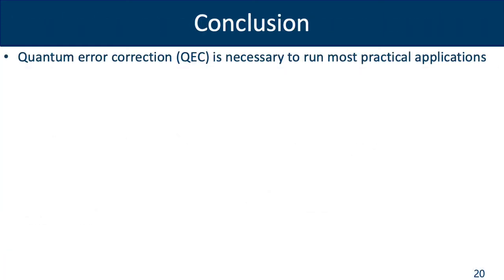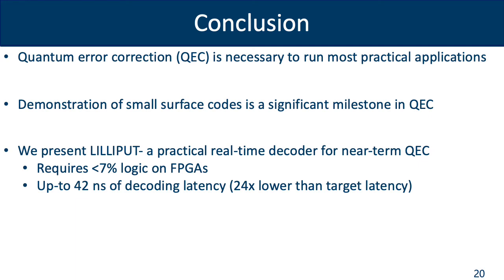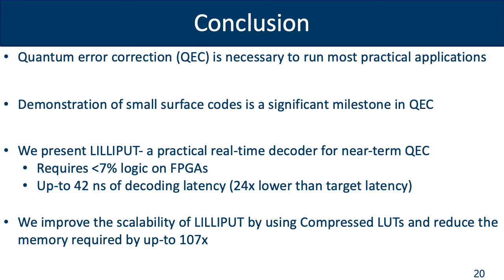To conclude, quantum error correction is necessary to run most practical quantum applications. And demonstration of surface codes is a significant milestone in quantum computing. We present LILLIPUT, a practical real-time decoder for near-term quantum error correction. It requires less than 7% logic on FPGAs and up to 42 nanoseconds of decoding latency, which is about 24 times lower than the target latency. And we improve the scalability of LILLIPUT by using compressed tables and reduce the memory required by up to 107x.